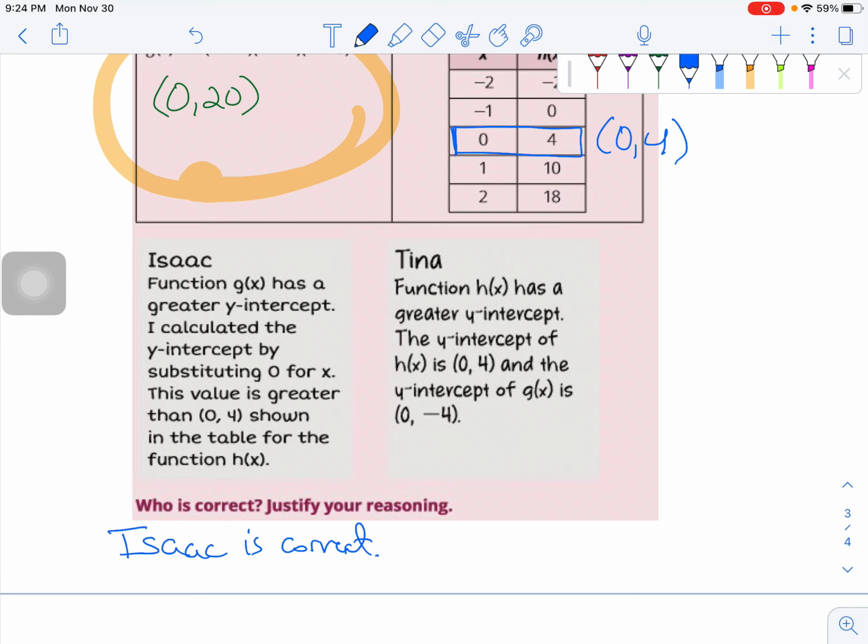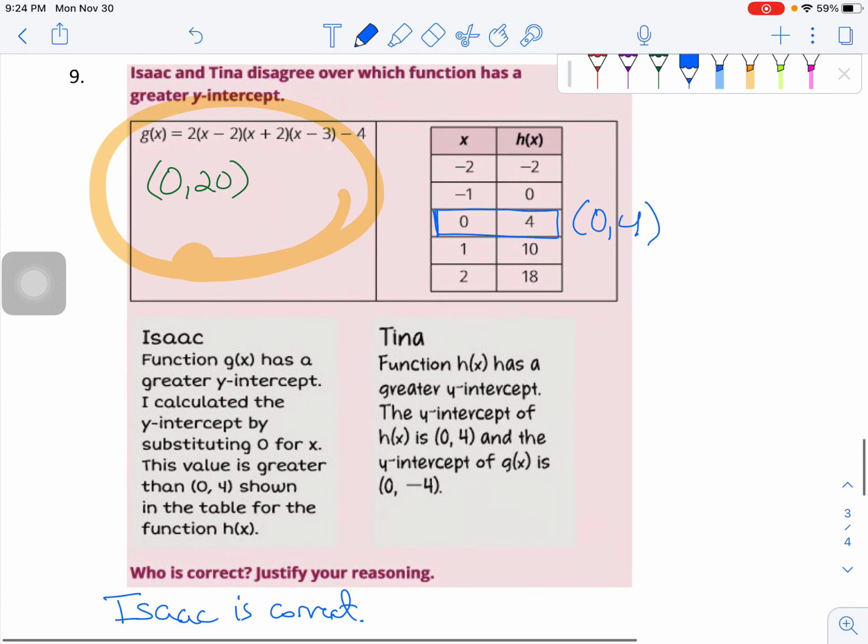Isaac is correct. Okay, so that was a lot of comparing functions. You need to know about extrema, x-intercepts, y-intercepts, degrees, a lot of different pieces of information. So if you have any questions or concerns, please let me know.